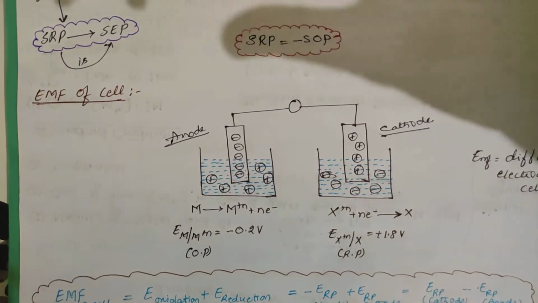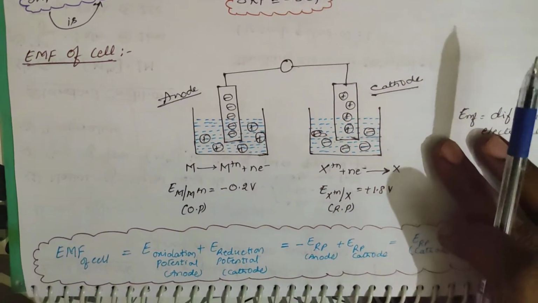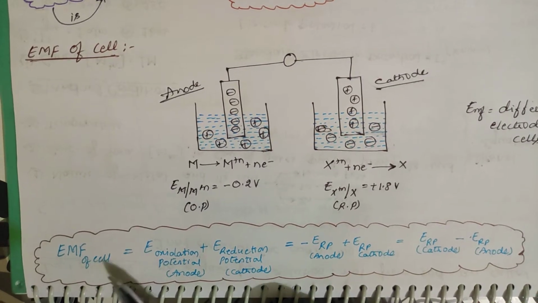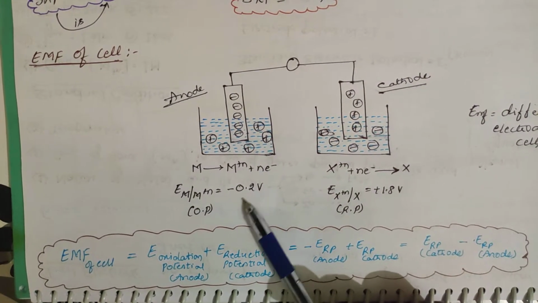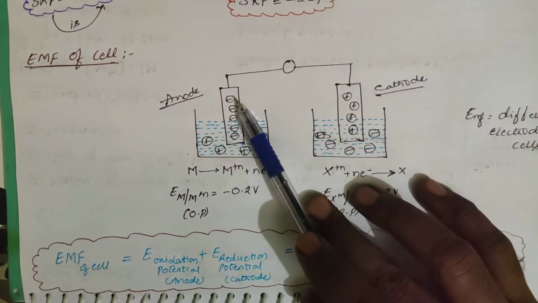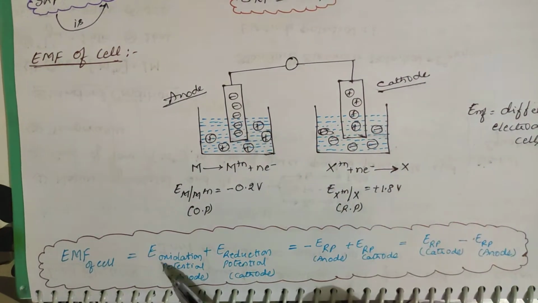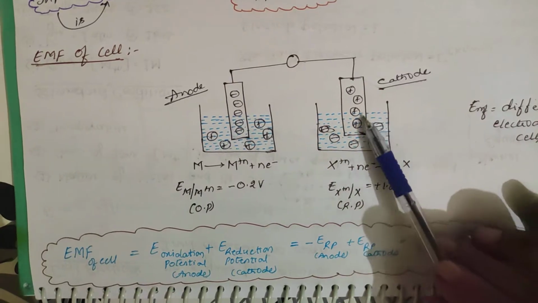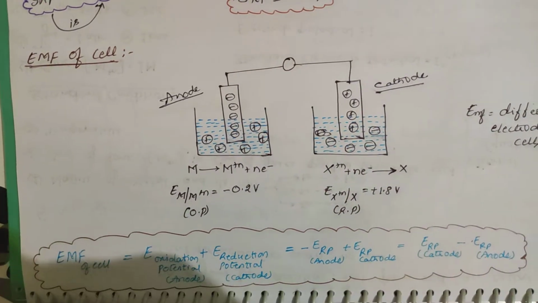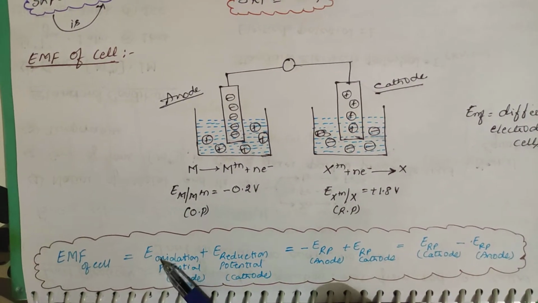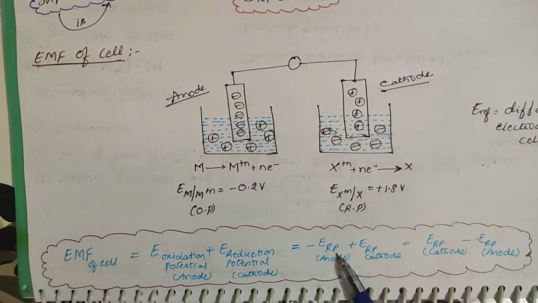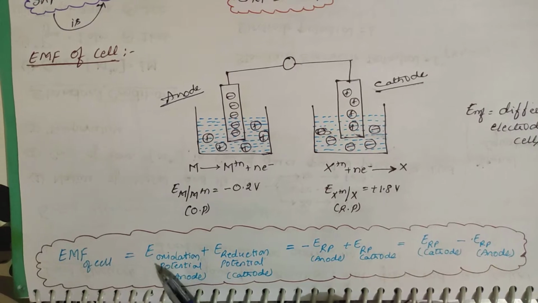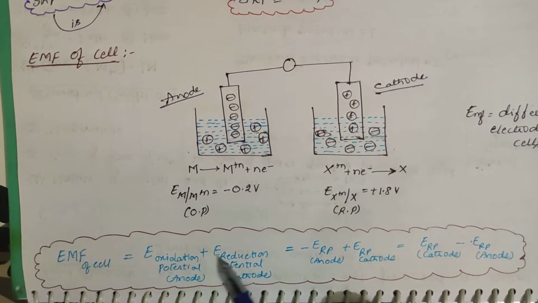Okay. If you want the EMF of the cell, what is the formula? There is a very simple formula. E oxidation, generally oxidation should occur at the anode. Oxidation has occurred, so you take E oxidation plus E reduction. Or instead of the oxidation value, you can take minus E reduction potential, because at the anode you get oxidation. Oxidation plus reduction, that is simple.